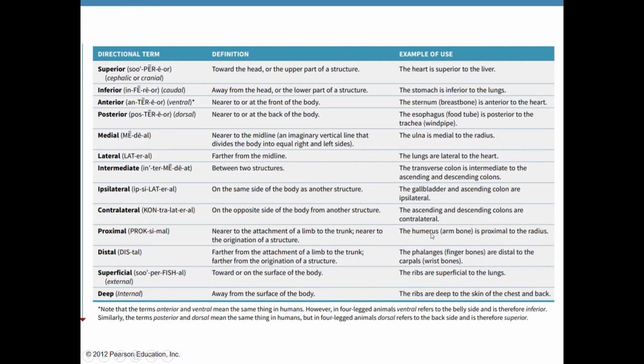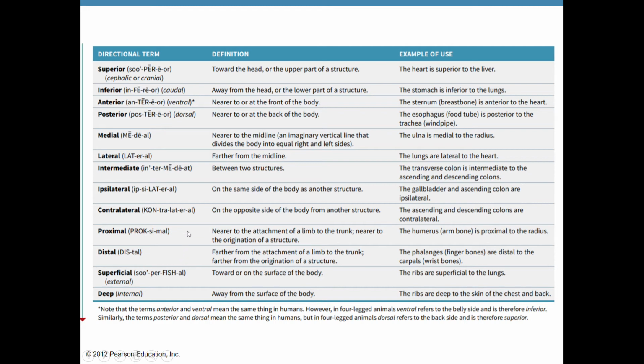So the humerus is nearer to the point of attachment to the radius. Then distal, farther from the point of attachment. So your fingers are distal to the carpals. So where are your carpals? Wrist bones. Your wrist bones, or your carpals, are nearer to the point of attachment than the phalanges. So that is the difference between proximal and distal.